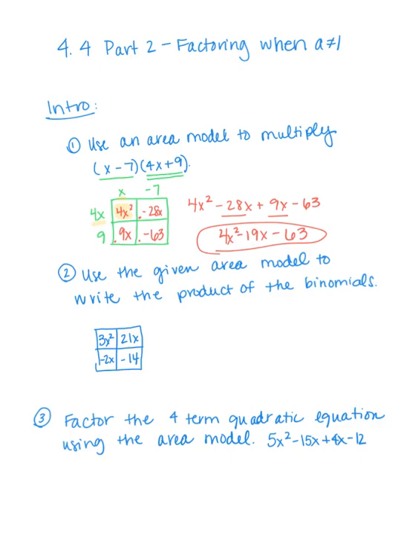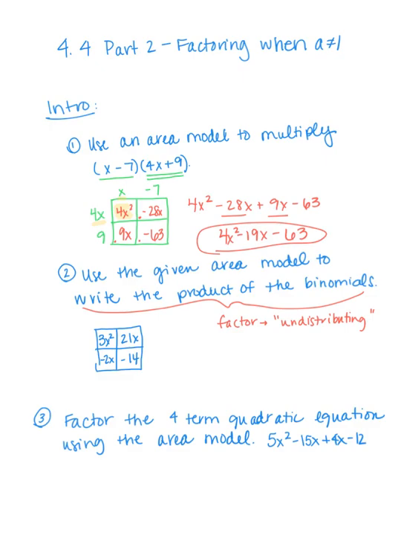Okay, so what we're going to do in number 2 is we're going to use the given area model to work backwards and write the product of the binomials. Another word for write the product of the binomials would be to factor. We are undistributing. Okay, factoring is doing the inverse of distribution. So we are going to undistribute this quadratic.